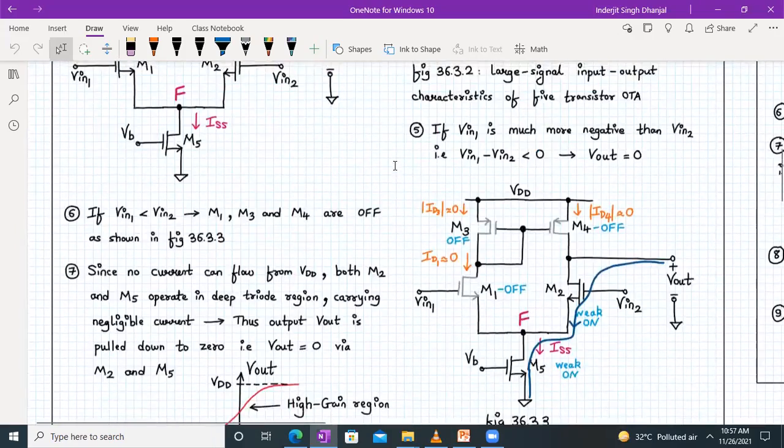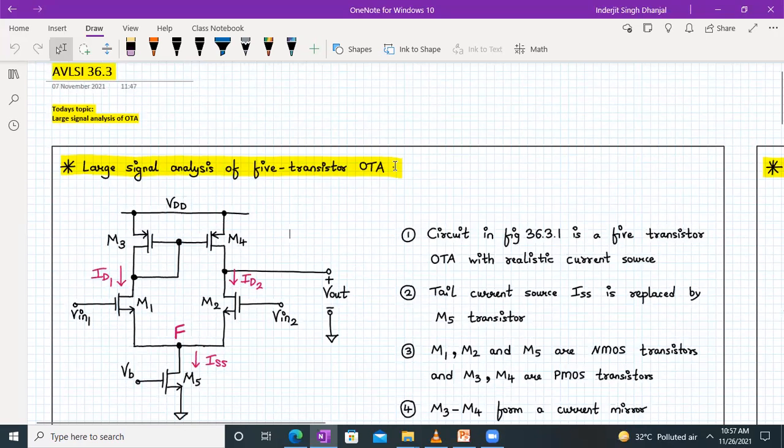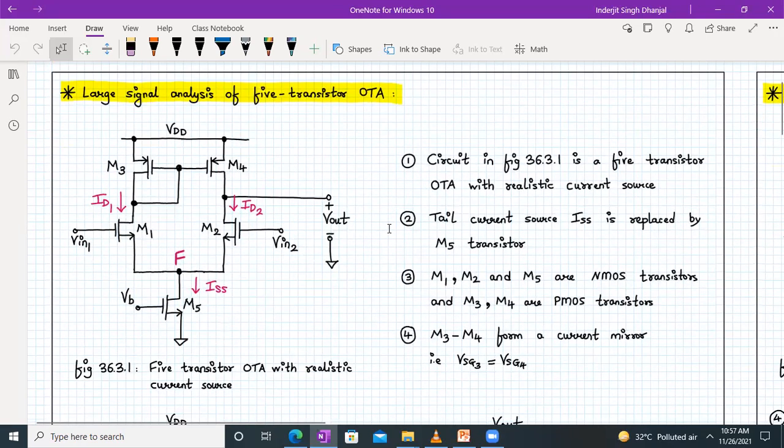Now let's move on to the next one. I hope if you have a doubt, you can ask the question right now. So this is about the large signal analysis of 5 transistor OTA.